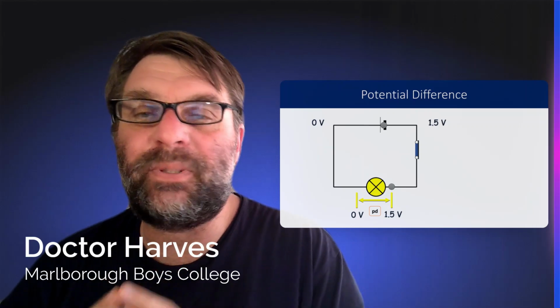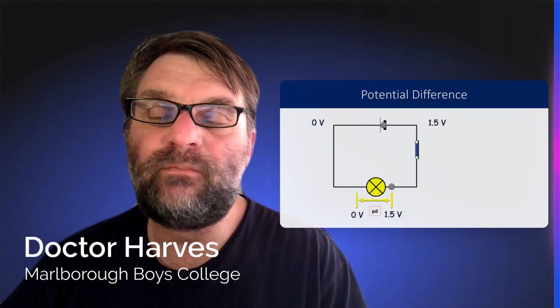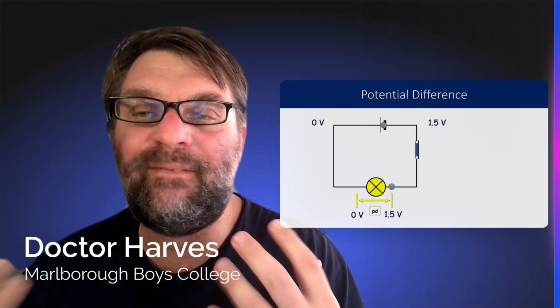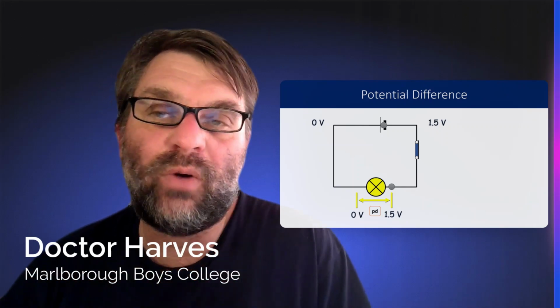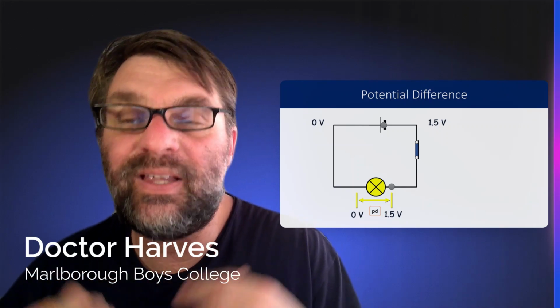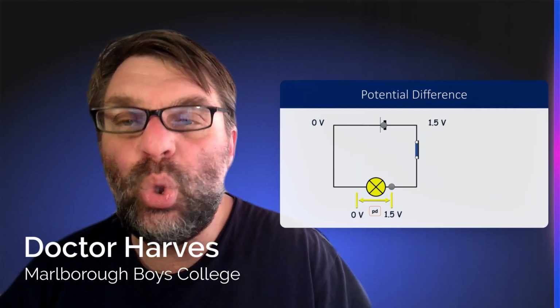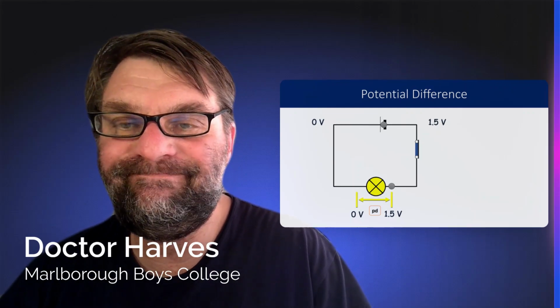So electrical potential energy difference is also known as a volt, and 1 volt is equivalent to 1 joule of electrical potential energy per coulomb of charge.